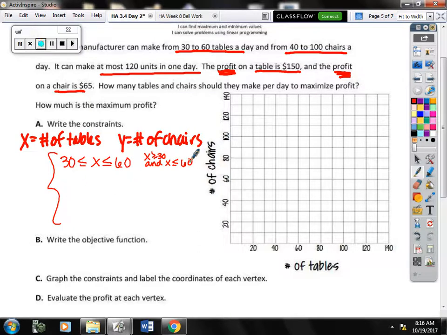Jade? 40 is less than or equal to x, which is less than or equal to 100. Close. It should be y because of the chairs. Y is chairs. I think you had that right on your paper. Maybe you had them backwards. Chairs is our y. So 40 is less than or equal to y, which is less than or equal to 100. And then the last one would be, Austin?